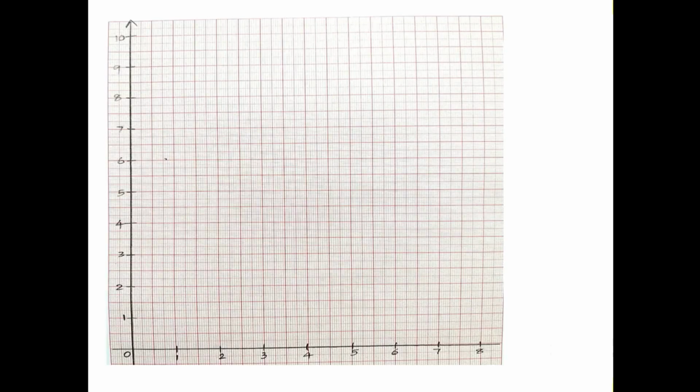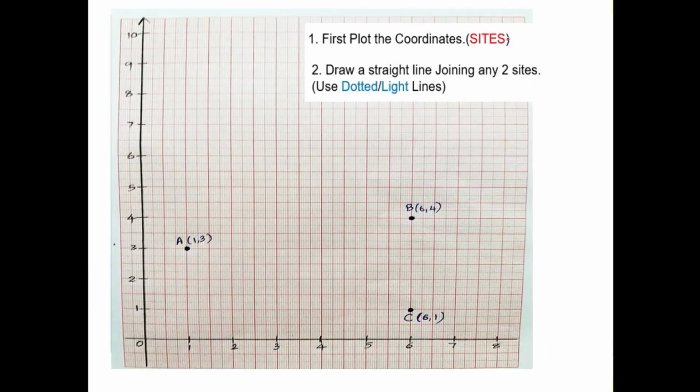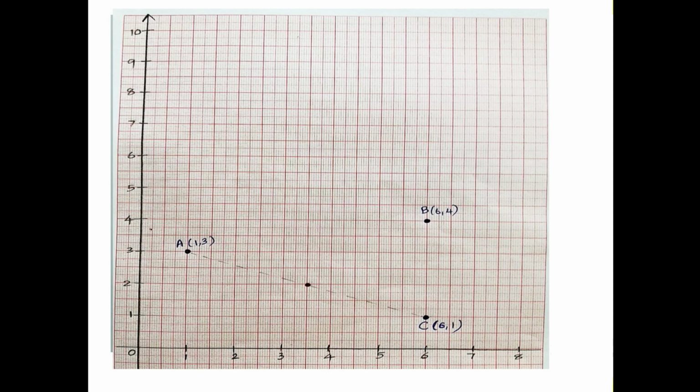My graph sheet is ready with the axes. So I'll begin by marking the 3 sides, A, B and C. So 1 and 3, 6 and 4, 6 and 1. The sides are ready. Now draw a straight line joining any 2 sides, using dotted or light lines. I'll start with A and C first. I'll connect them with dotted lines. Can you see the dotted lines here?